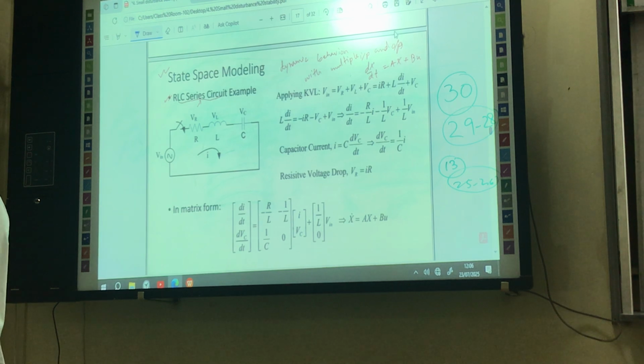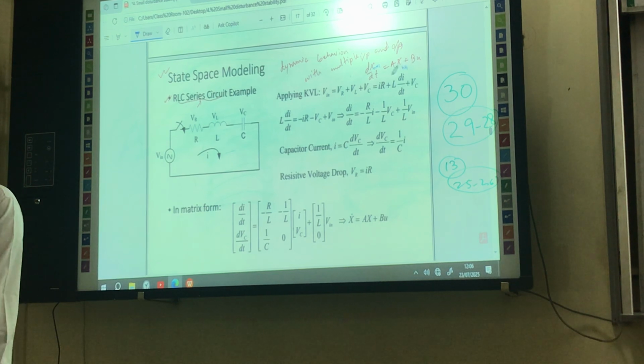So x is the state vector that will contain the state variables. Let's say we have n number of state variables in our system. It can be only one state variable or more than one. If we have n number of state variables, what will be the size of this x? It will be a vector, right? So the size of this x will be n by 1. Also this is the same x. This is n by 1.